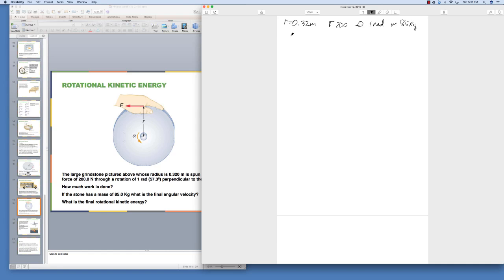So work net is equal to tau times theta. We had that in the previous slide. That's going to equal F r times theta. And F is 200, r is 0.32 and theta is 1. So the total here is 64 joules. And that's the total work that's applied here.